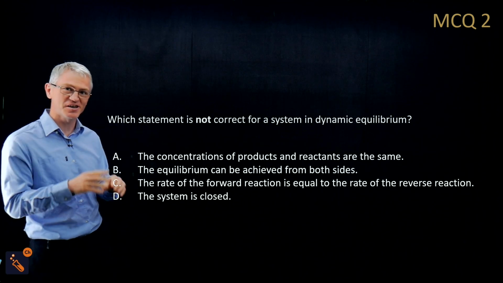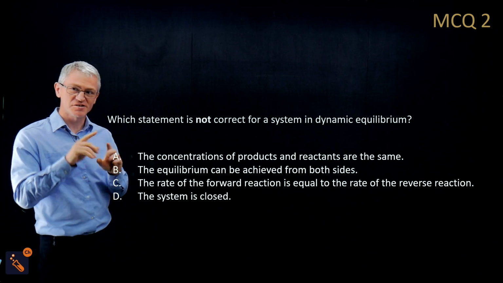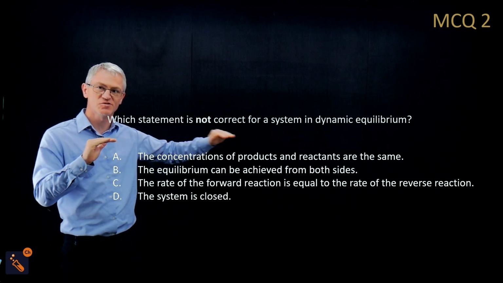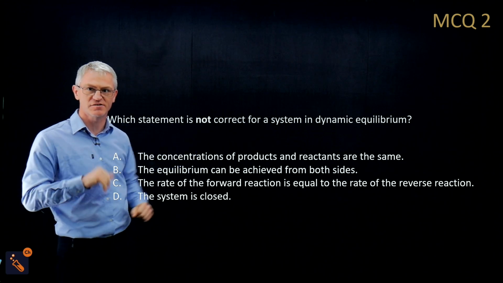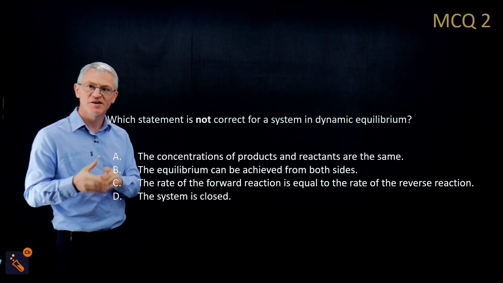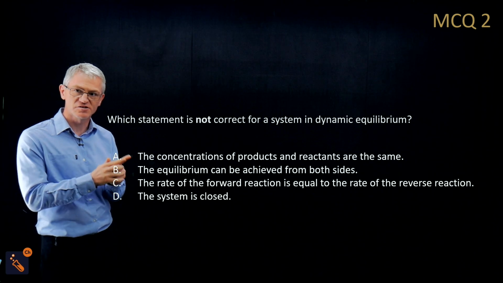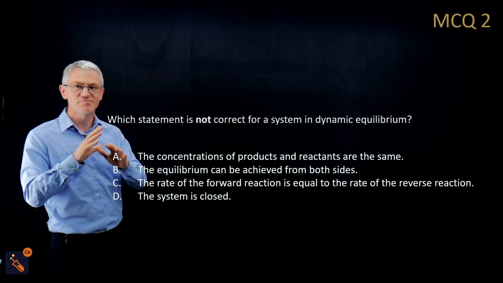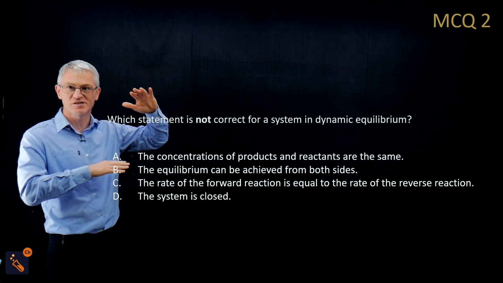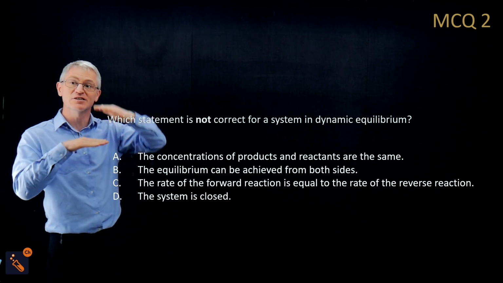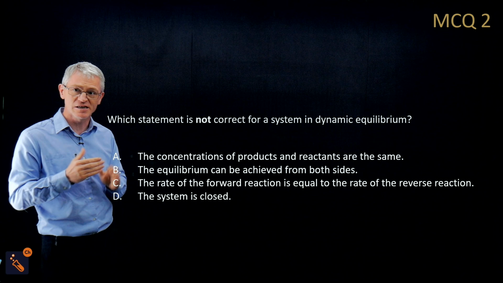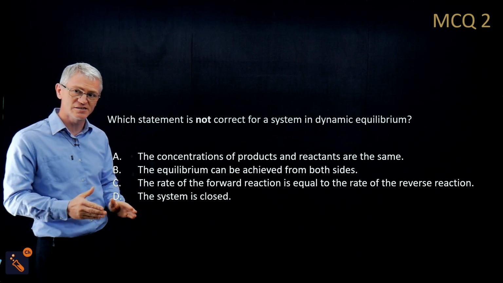But anyway, let's go through MCQ number 2. So I'm going to go through each one quite quickly. Which statement is not correct? Okay. So if we look here, let's look at the first one. The concentration of the products and the reactants are the same. Well, if we go through equilibrium, they can be totally different concentrations. The only important thing is that they stay at the same concentration. Okay, so the answer is A, but let's go through why B, C and D aren't.